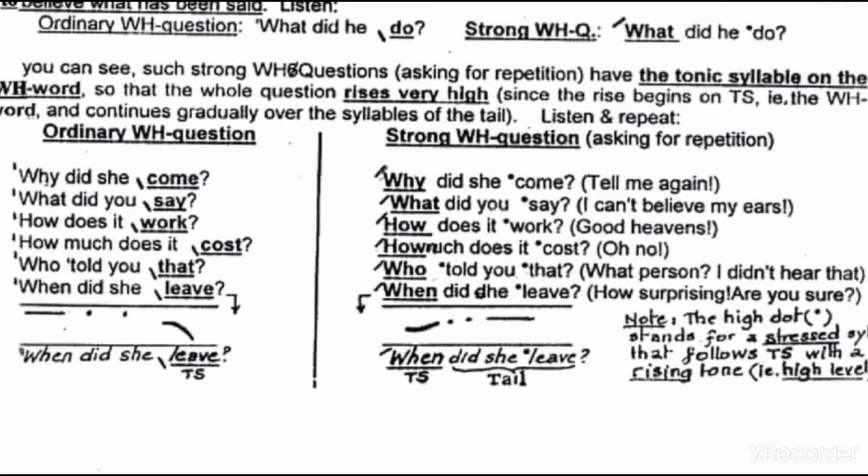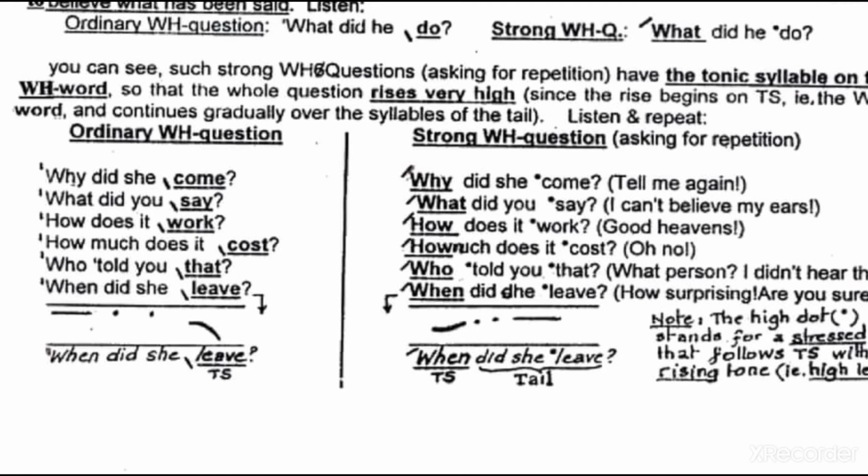So the ordinary WH questions, we have a low fall, but when it is a strong WH question where we are surprised and we ask for repetition, here we use the high rise. And another important point I want to add, in strong WH questions, the TS falls on the WH word. It means on what or how or why or who or when. It depends which WH word the question consists of. So in a strong WH question, the tone starts at the very beginning, on the WH word.